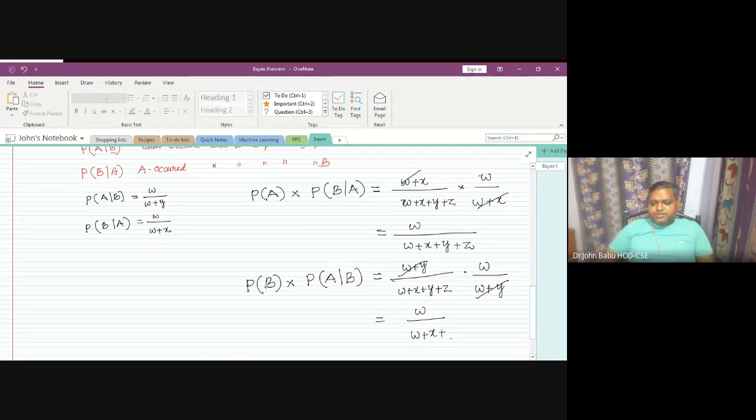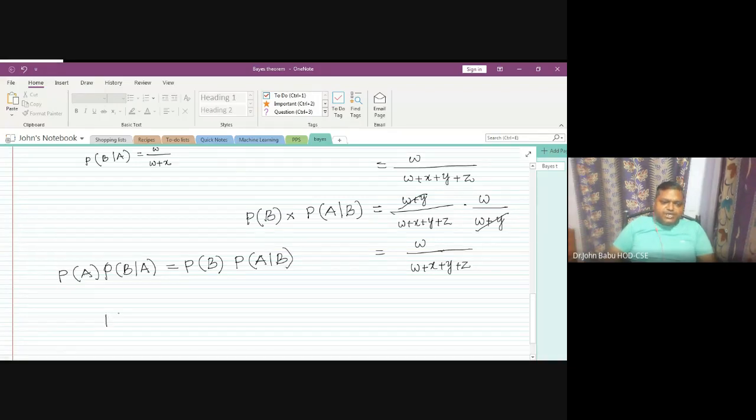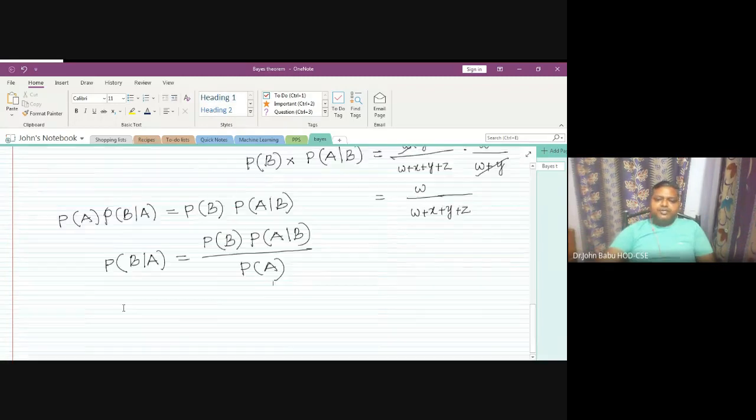The same W plus X plus Y plus Z. That means from this we can infer that probability of A into probability of B given A is equal to probability of B into probability of A given B. So if you want to calculate probability of B given A, the formula is the probability of B into probability of A given B by probability of A. This is called Bayes theorem.